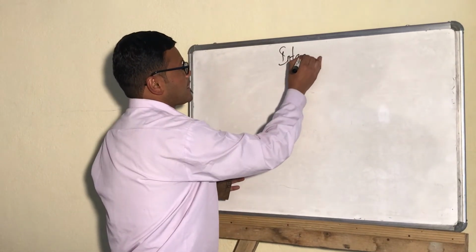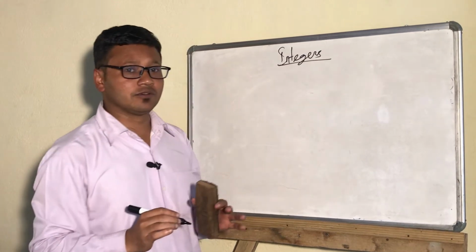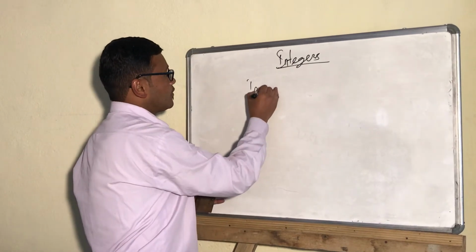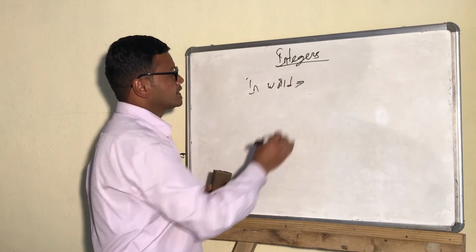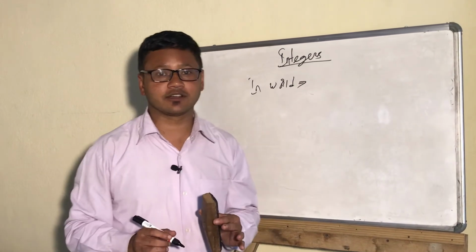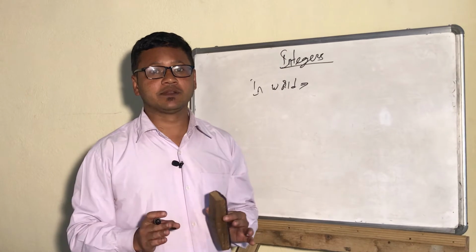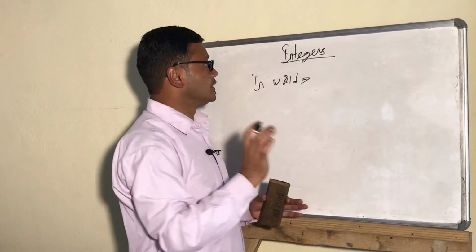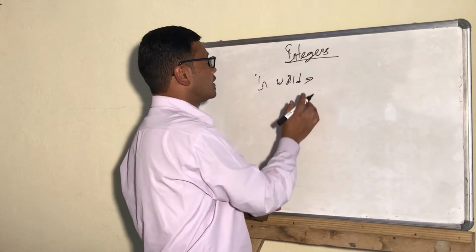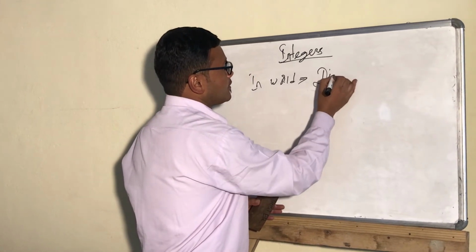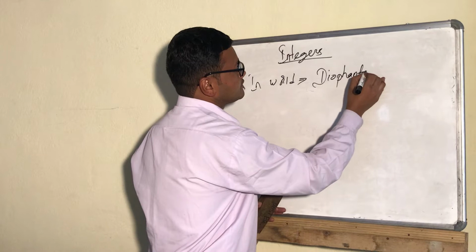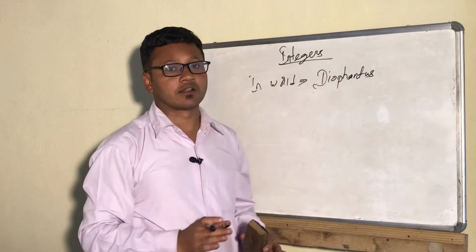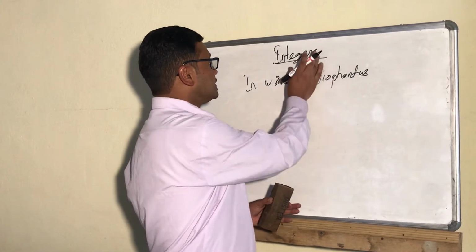Now, integers, okay, first of all we should know who introduced integers in the world. In my last videos we discussed the fathers of mathematics, and the different branches and their fathers also. Similarly, we have to know who introduced, or who is the father of, integers in the world. So the name of the person is Diophantus, okay? He was a Greek mathematician and he introduced integers in the world, or we can say he was the father of integers in the world.